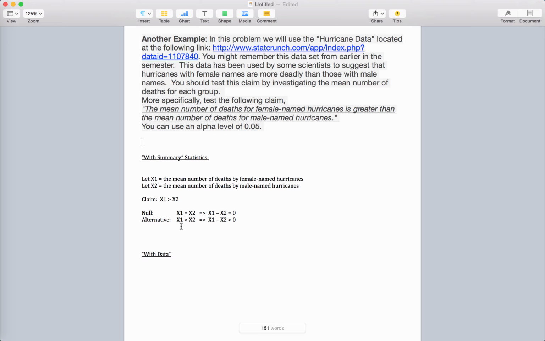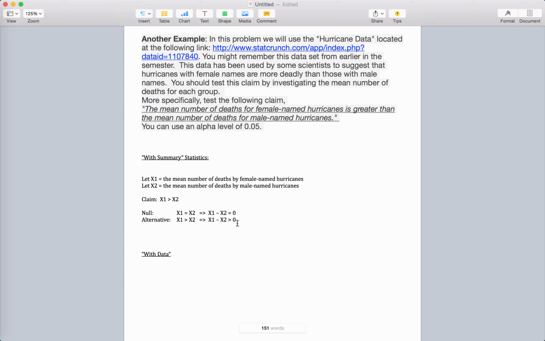We've already gone over that there are two specific ways to write the null and the alternative. One is to compare with equality or a greater than sign, or less than or equal to or not equal to, and the other is to actually represent these numbers with subtraction and using 0, since we're testing whether or not there's a difference or whether or not the difference is greater than 0.